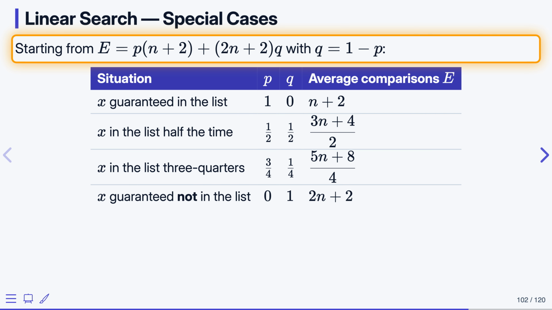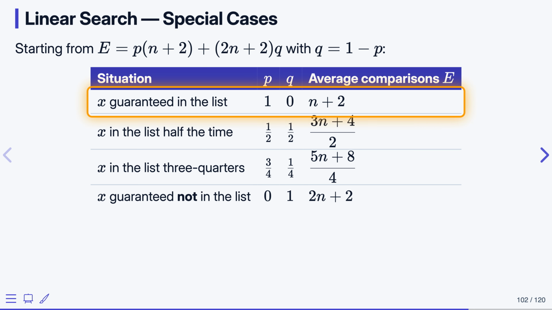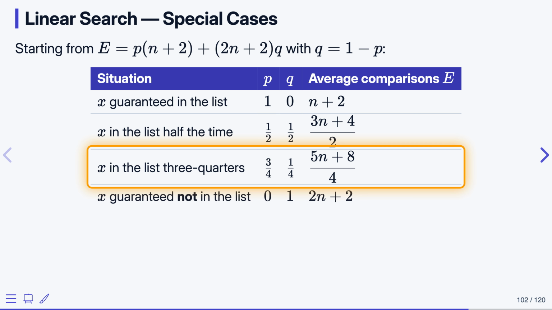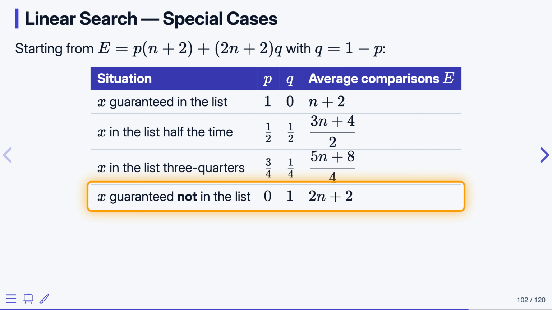Let's read off some special cases, starting from the formula we just found. First, if x is always in the list, then p is 1 and q is 0. The average is n plus 2 comparisons. Second, if x is in the list half the time, the average is (3n plus 4) over 2. Third, if x is in the list 3/4 of the time, the average is (5n plus 8) over 4. And last, if x is never in the list, then p is 0 and q is 1, and the average is 2n plus 2. That is the worst case. All of these grow linearly with n.